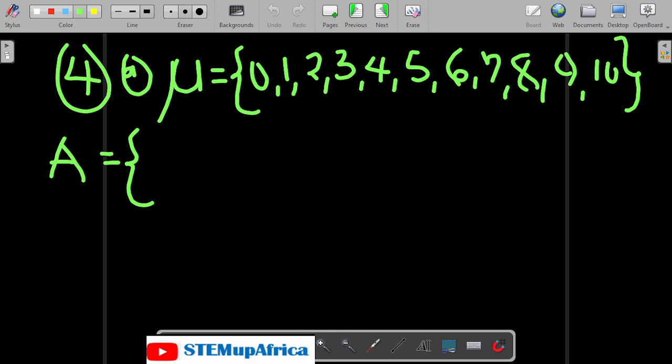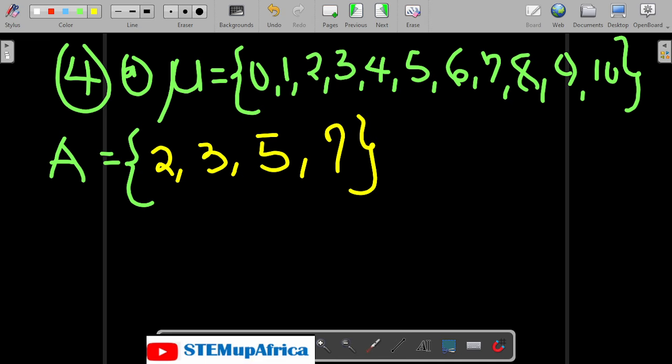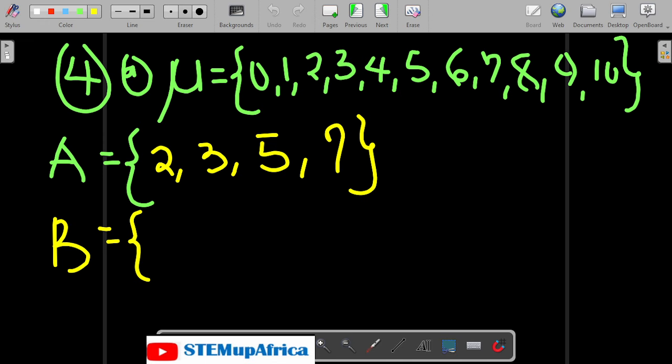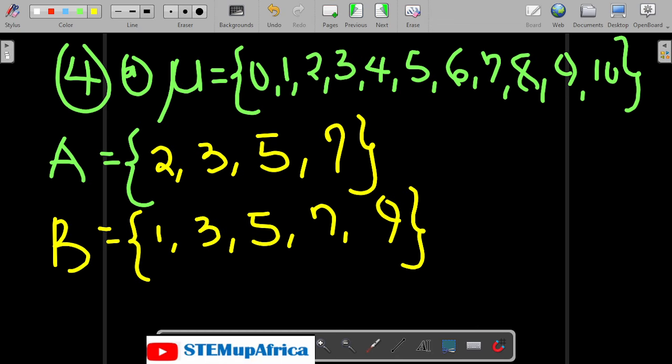Oh, sorry for the brain transmission. My set A will be 2. 2 is just 1 and itself. Then 3, the same thing. 5 and 7. Then set B, let's consider what B is. Say B are odd numbers between 1 to 10. What are odd numbers? Numbers that cannot be divided by 2. We have 1, 3, 5, 7, 9. That's set B.